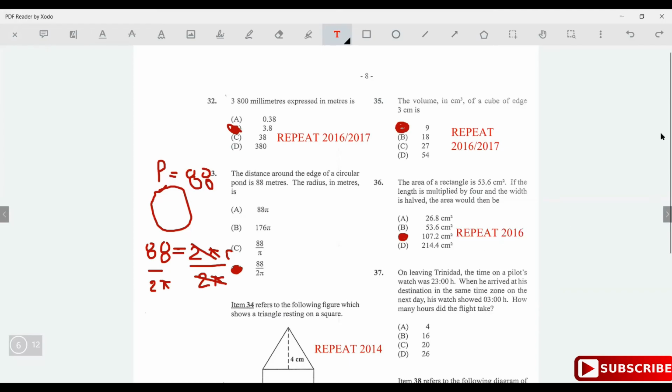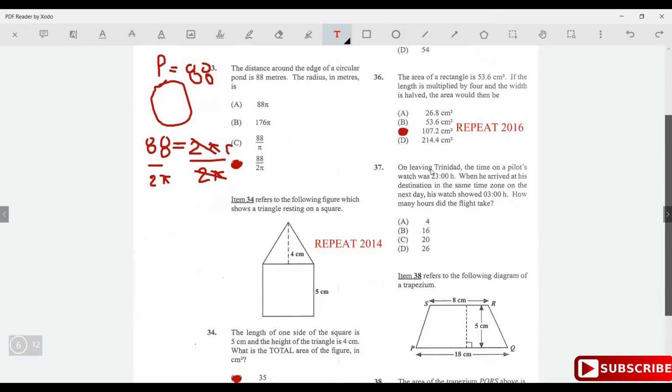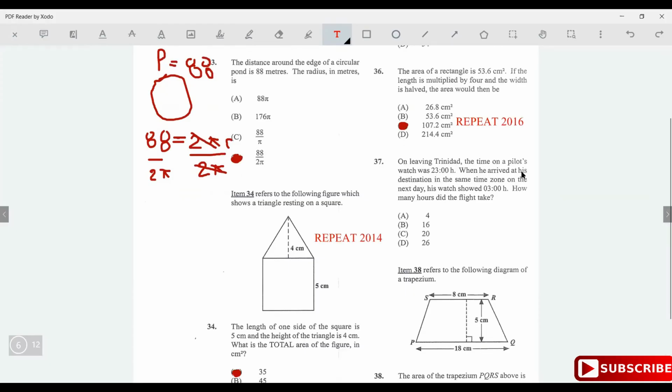Check out 2016. On leaving Trinidad, the pilot left at 11 p.m. and arrived at his destination at 3 a.m. the next morning. That's 4 hours to get to his destination. All right, you go from 11 p.m. to 12, that's 1 hour. To 1, that's 2 hours. To 2, to 3. All right, so easy to pick up that that's 4 hours. Nice.